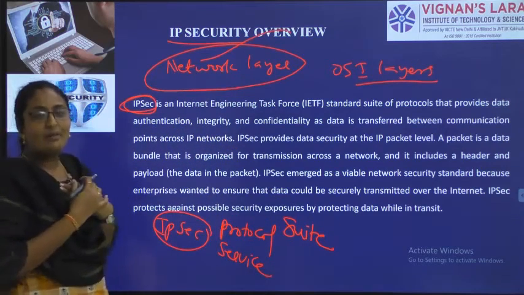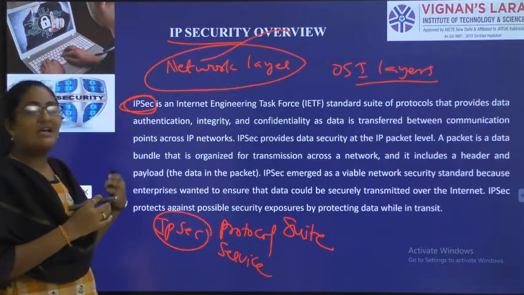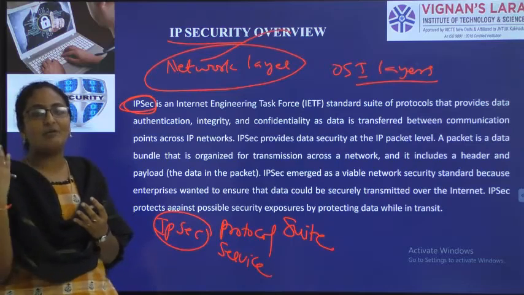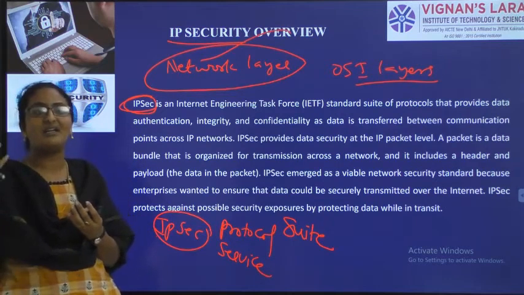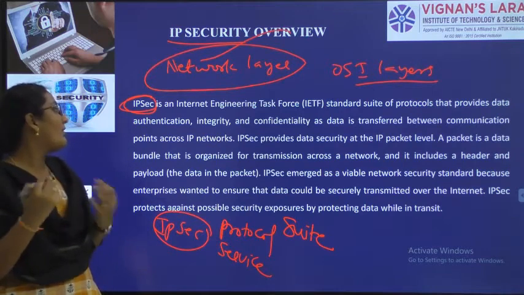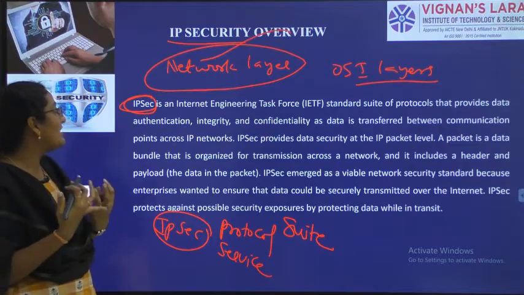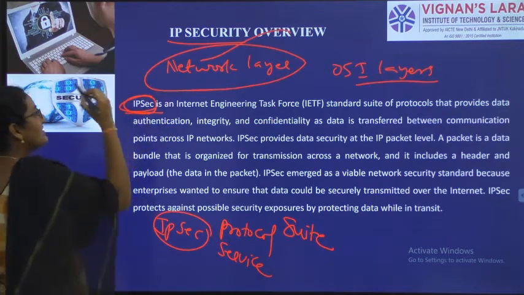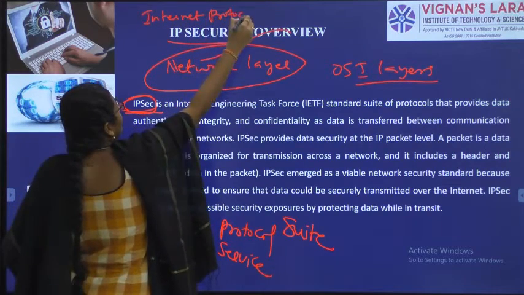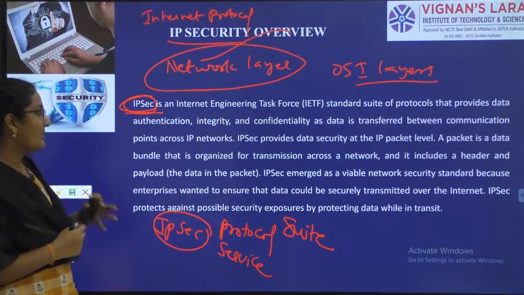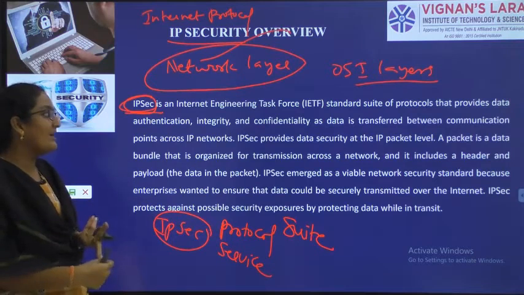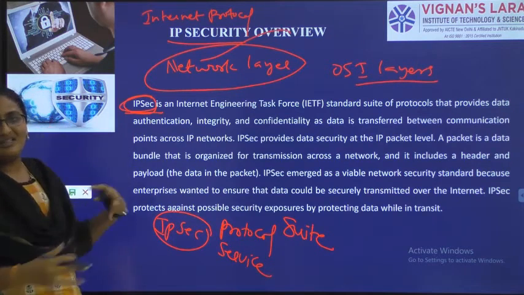So I have the computer networks topic. In computer networks I have OSI layers. In OSI layers I have different layers like application layer, session layer, presentation layer, network layer, transport layer, data link layer and physical layer. Now I want to provide security for network layer. To provide security for network layer, I am using one protocol like IPsec, which is Internet Protocol Security. First we will see what is IPsec, what is IPsec architecture, what are the IPsec benefits, what are the IPsec applications, and why we are using IPsec.